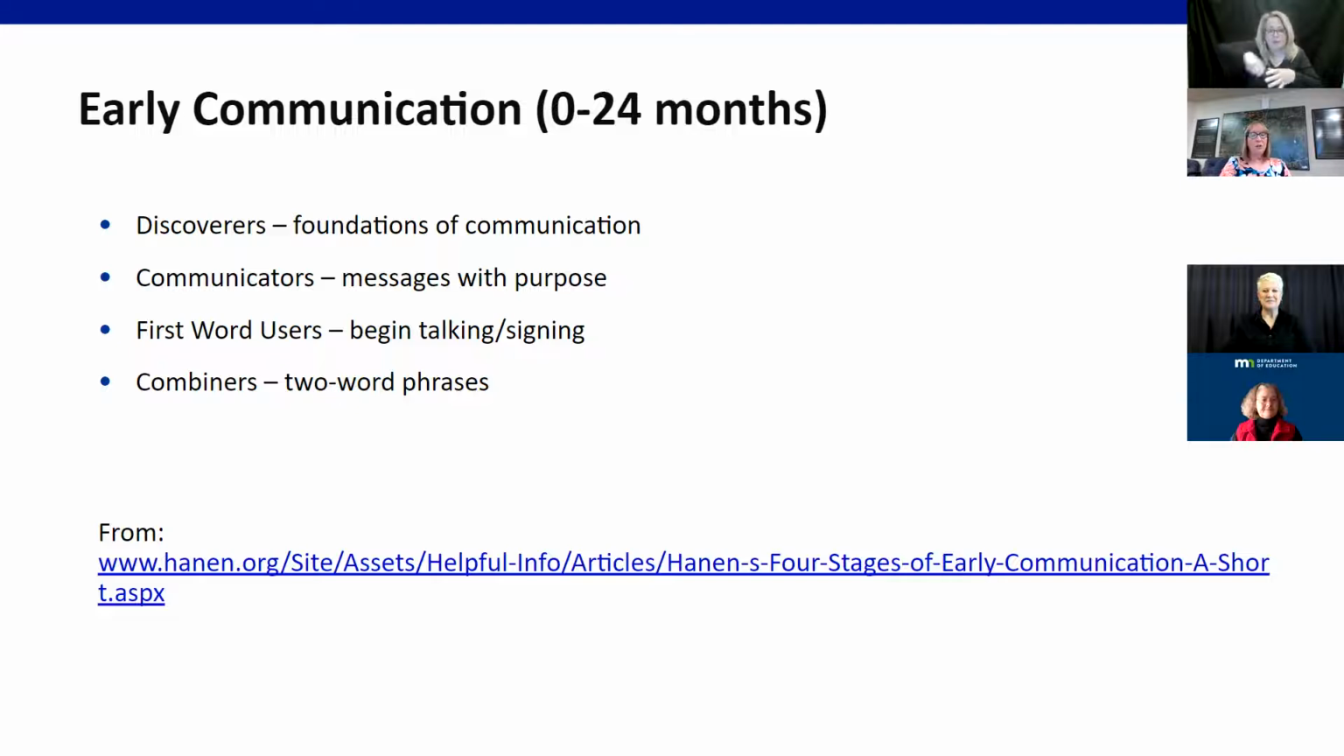The third stage is first word users, and that is beginning to talk or sign, or both, and then using familiar objects and actions that are important to the child. Those are the things they're going to talk about first. Things like mama, maybe a blankie, maybe a favorite pet that they hear the name of. Those things that are very, very important to the child in their everyday life.